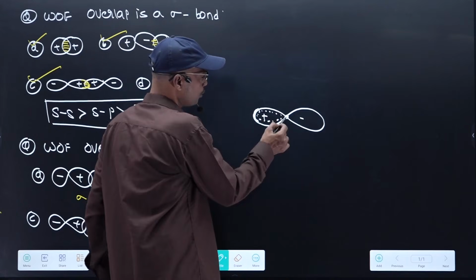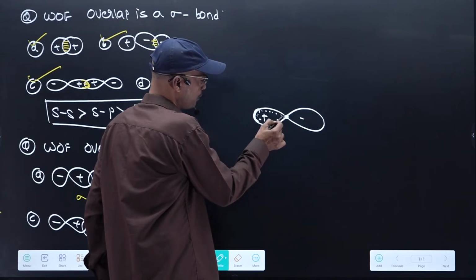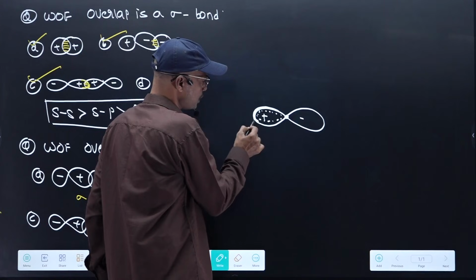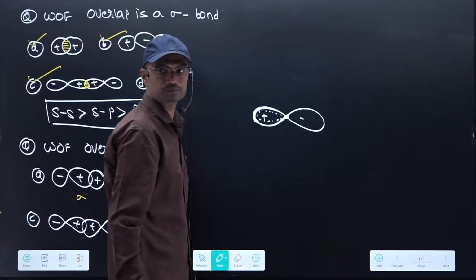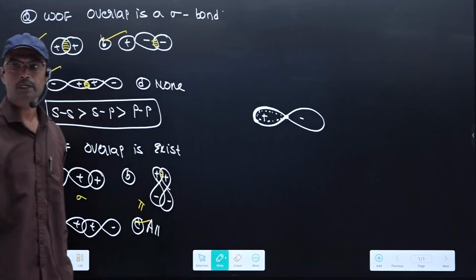If this is 0, then if you are coming from here to here, electron density increases. Here very high electron density. Now from here to here, electron density decreases. Clear? That is a p orbital.